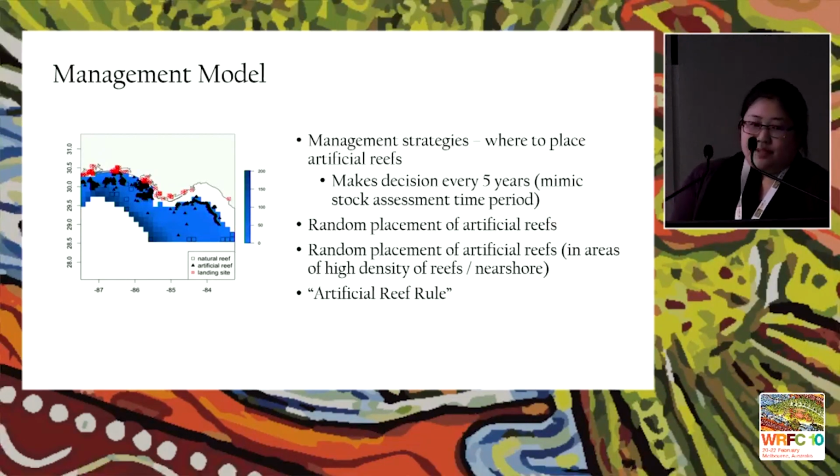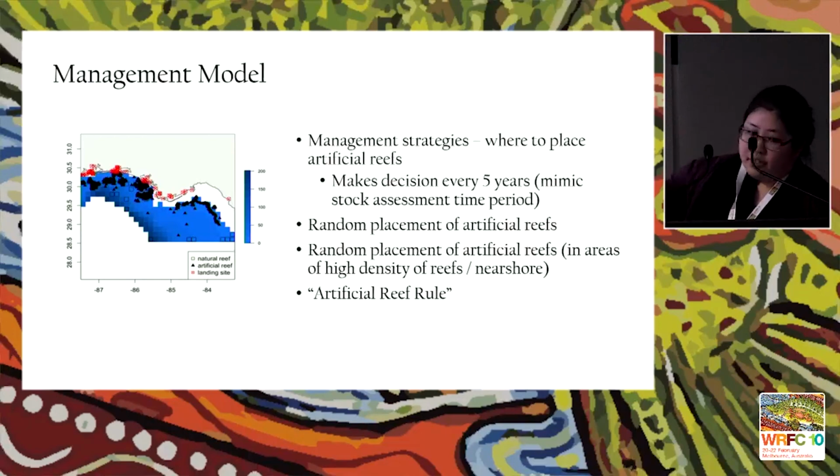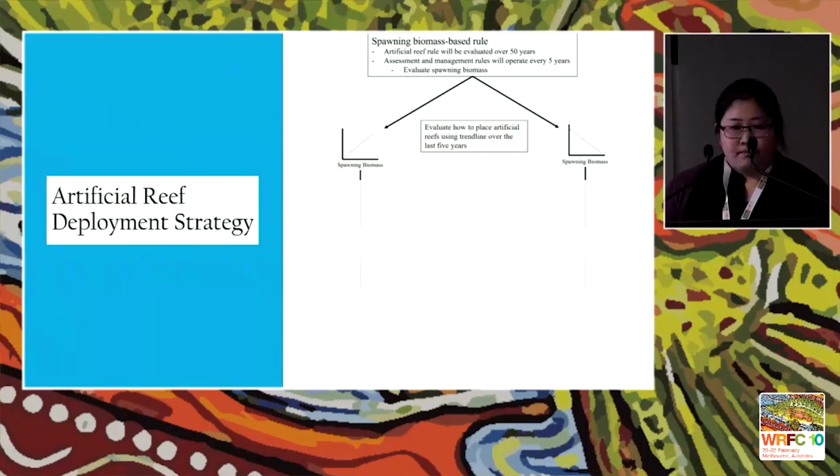So one placement rule we did is just random placement of artificial reefs. It's anywhere, it's just random. The other one is not as random, but these are being placed closer to the historic artificial reefs, and as you can see, that's essentially closer to shore. And then lastly, I'm going to present the rule that we created.